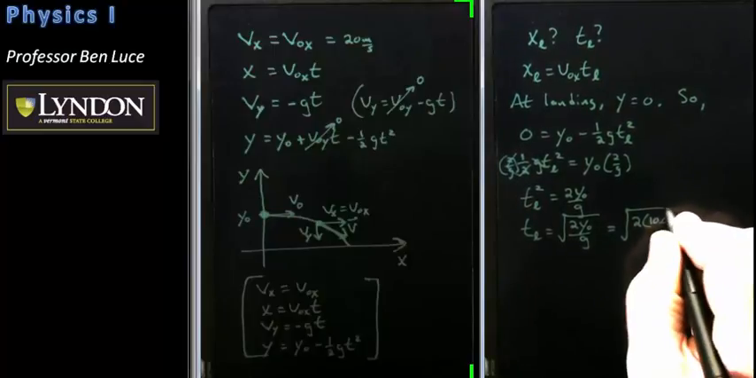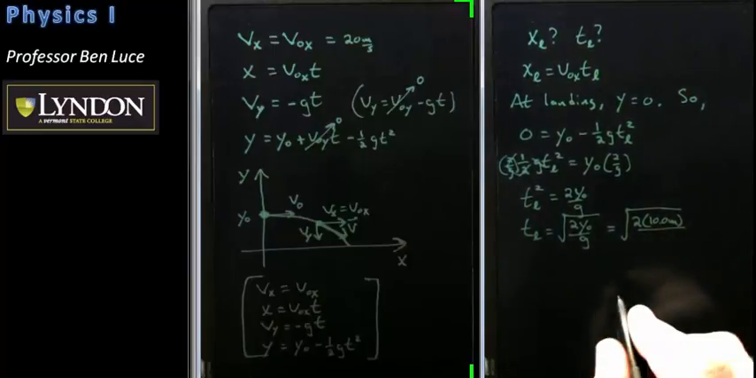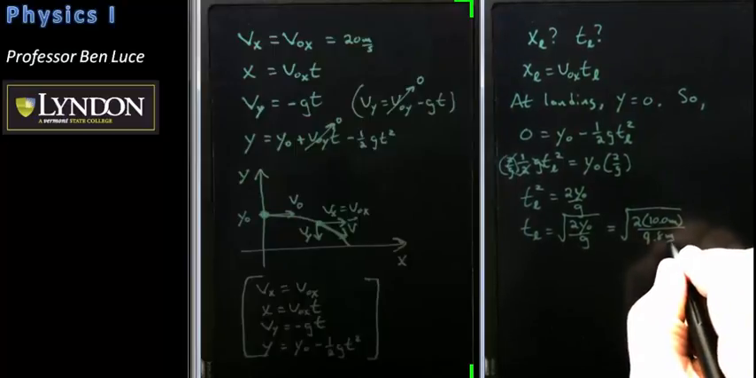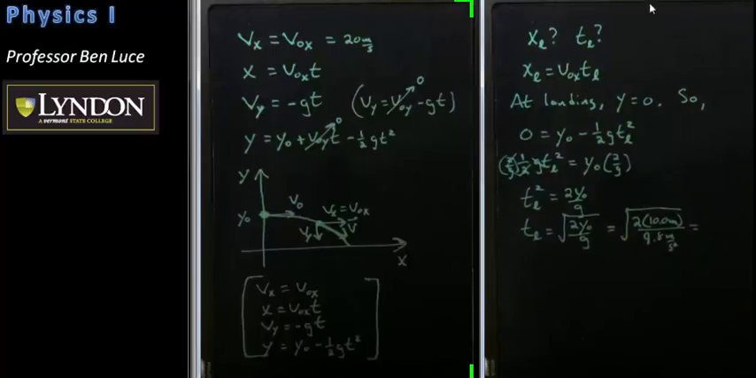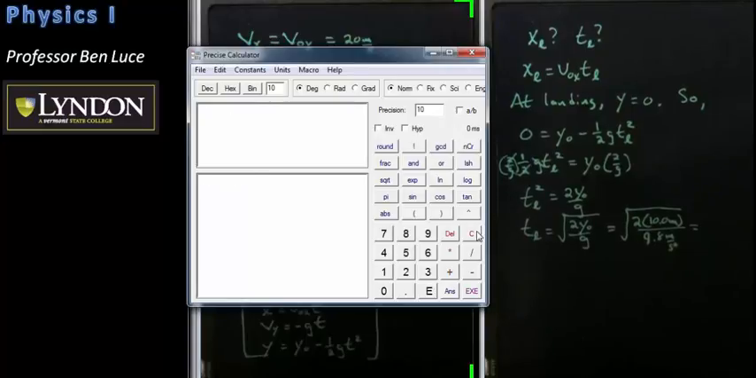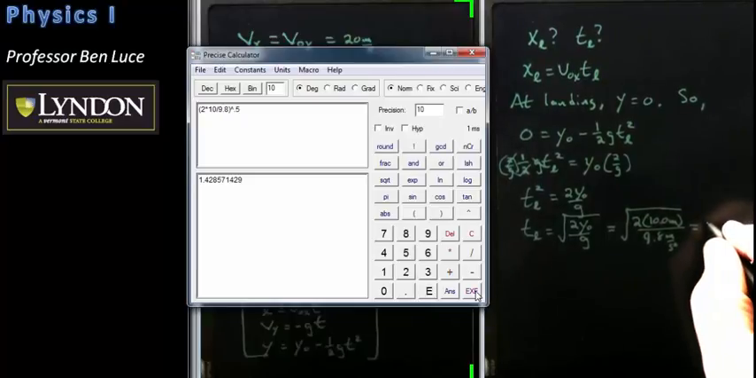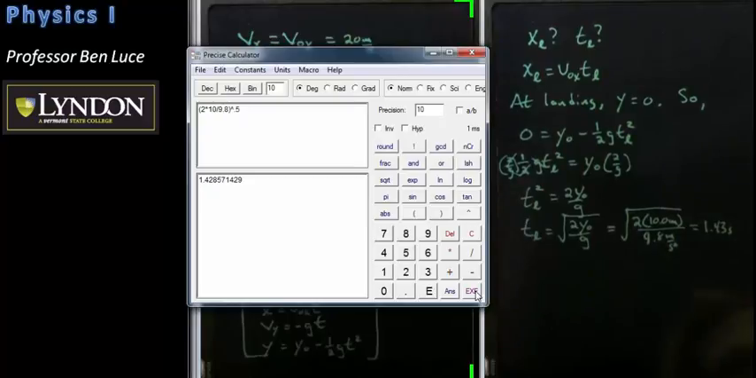So we put our initial height, y0, in there, and the acceleration of gravity. We bring up a calculator. And we have 2 times 10 divided by 9.8, all to the 0.5 power. And we obtain that the time of flight to 3 sig figs was 1.43 seconds. And if you recall, that's exactly what the simulation showed.